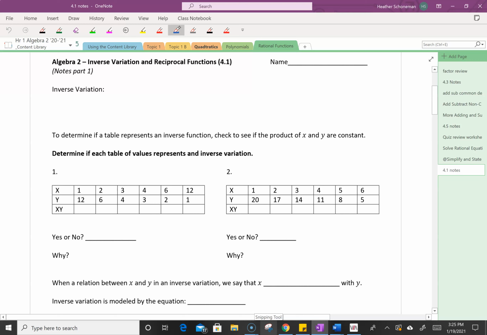Today's notes are on inverse variation. So first we have to understand what inverse variation is. But in all these problems, you're basically just looking at a fraction that's got variables on the bottom. But to be more specific, an inverse variation is a relationship.